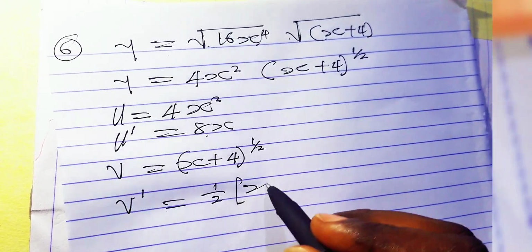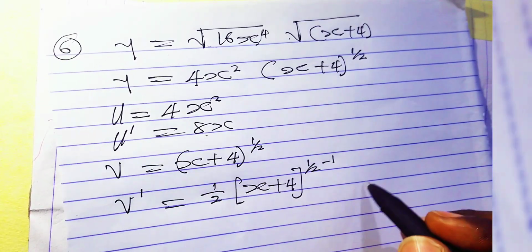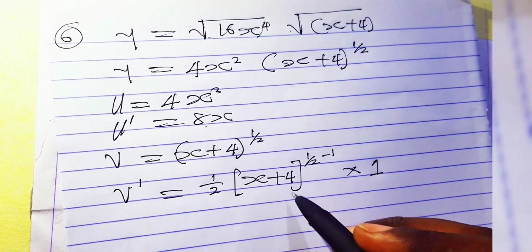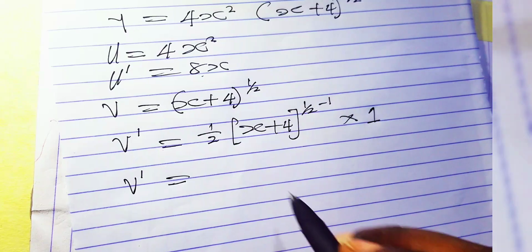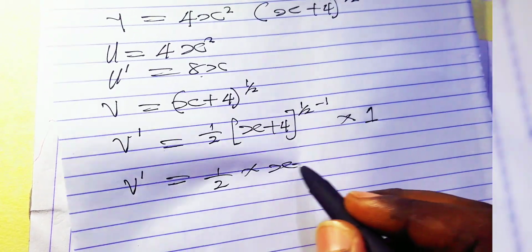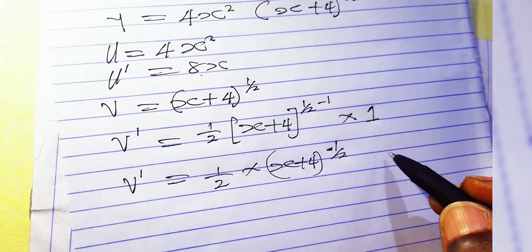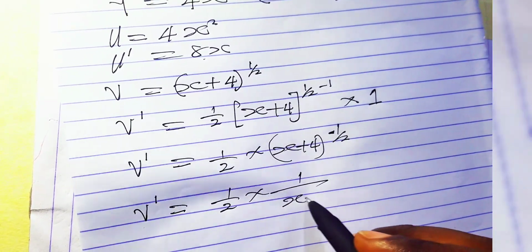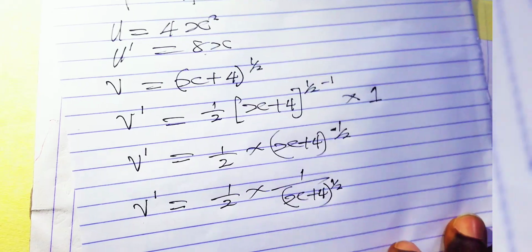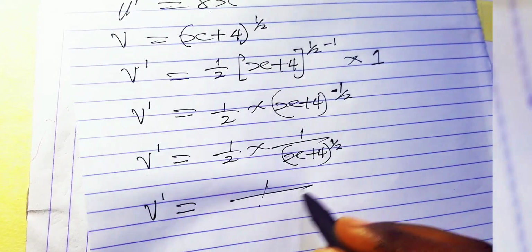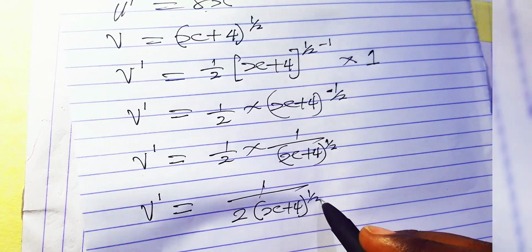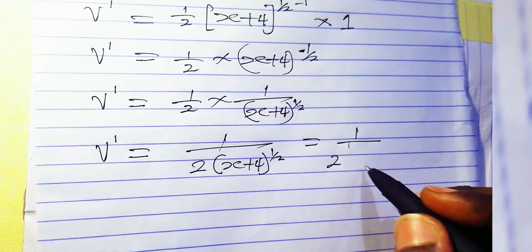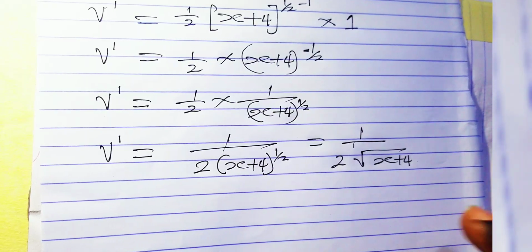That's 1 over 2 in the bracket (x + 4) raised to the power 1 over 2 minus 1, times the derivative of the bracket, that is times 1, since differentiating x gives 1 and differentiating the constant gives 0. Therefore v prime is going to be 1 over 2 times (x + 4) raised to the power minus half, that's 1 over 2 minus 1, and then times 1. So v prime here is 1 over 2 times 1 over (x + 4) raised to the power 1 over 2, and this can as well be expressed as 1 over 2 root (x + 4).